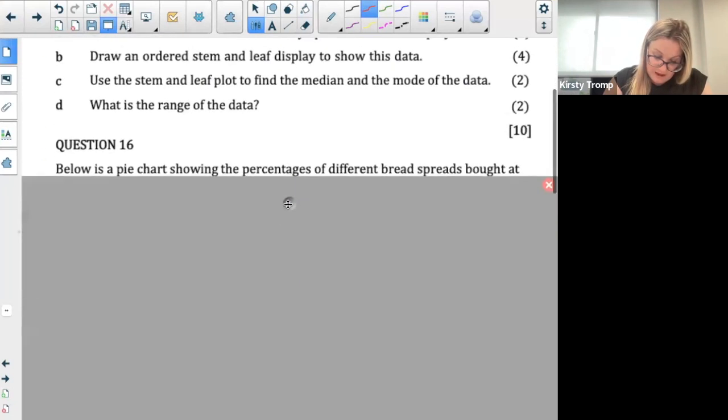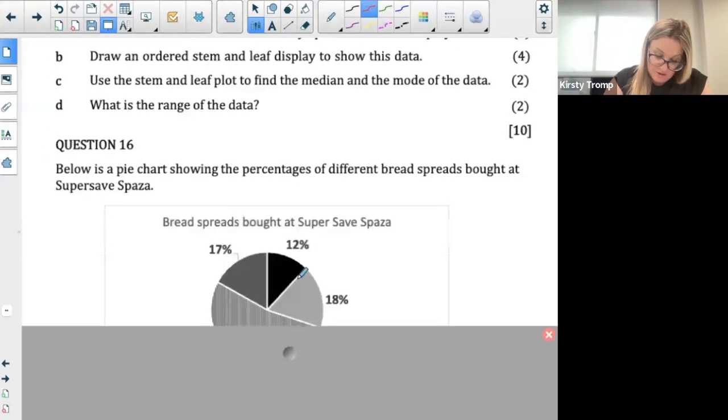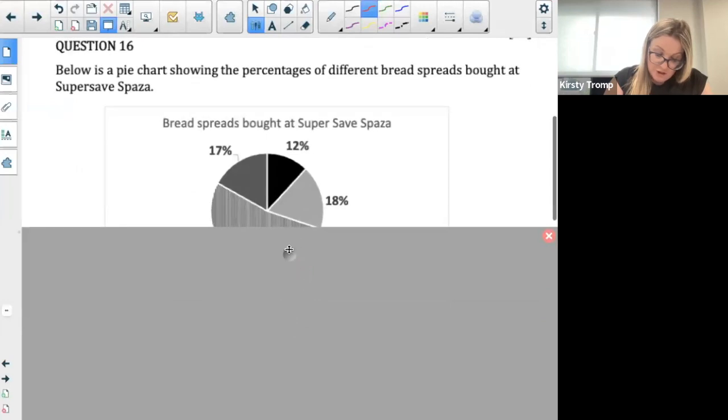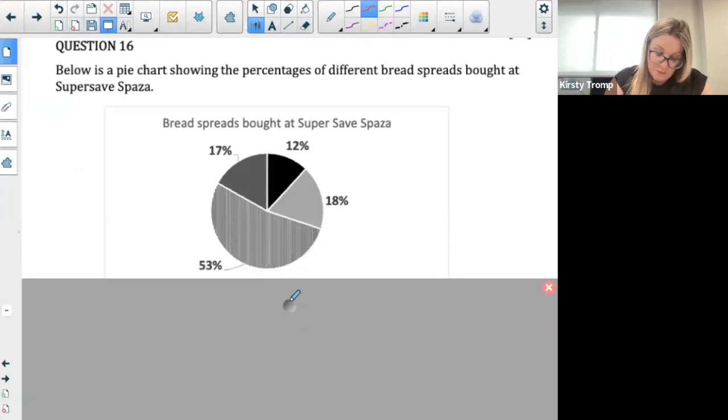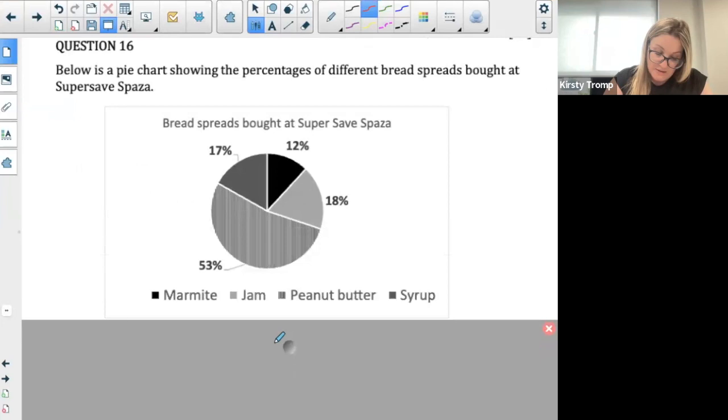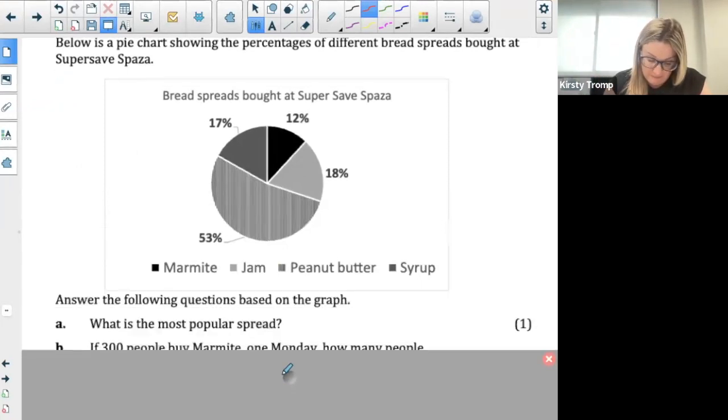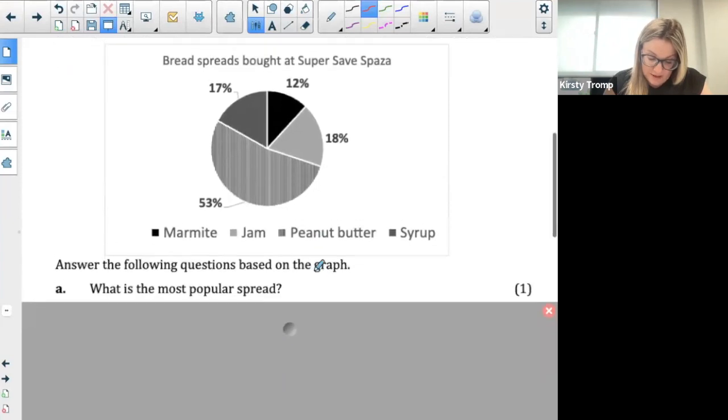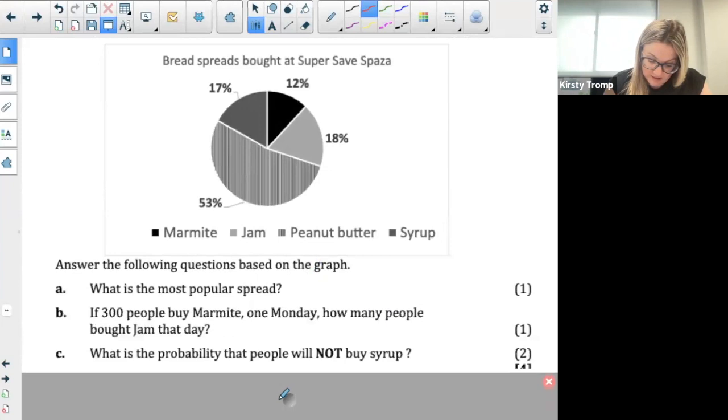All right, pie charts. Below is a pie chart showing the percentages of different bread spreads bought at Super Save Spaza. We've got Marmite, jam, peanut butter, and syrup. What is the most popular spread? Who's going to tell us?